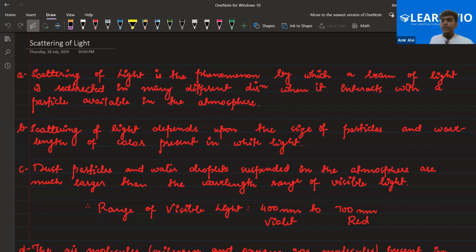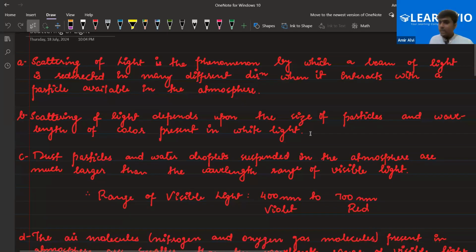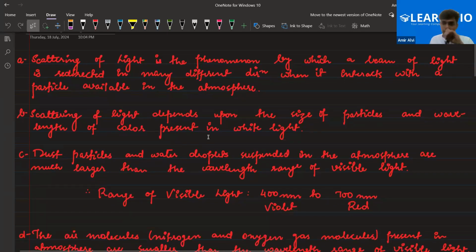Okay. So when it interacts with the particles available in the atmosphere, scattering of light depends on the size of the particle and the wavelength of the color present in the white light. So it depends on the wavelength as well as the size of the particle. A larger particle will scatter large wavelength light, and a smaller particle will scatter the blue color and the smaller wavelength light specifically. Am I clear to all of you? Please do let me know.